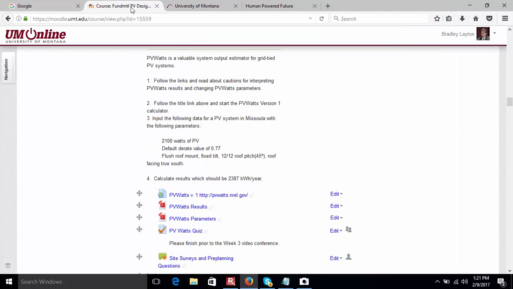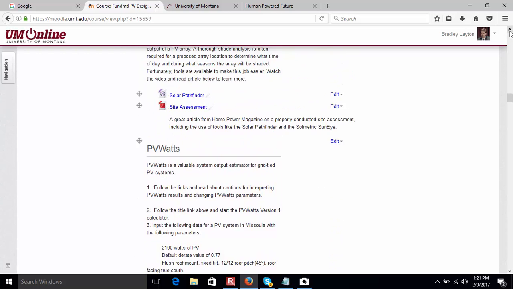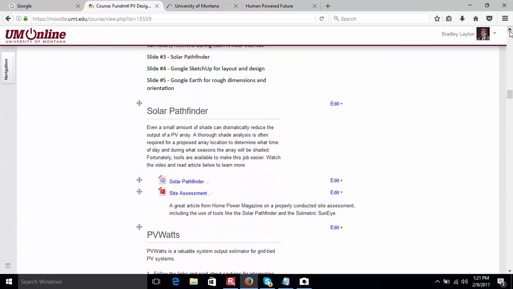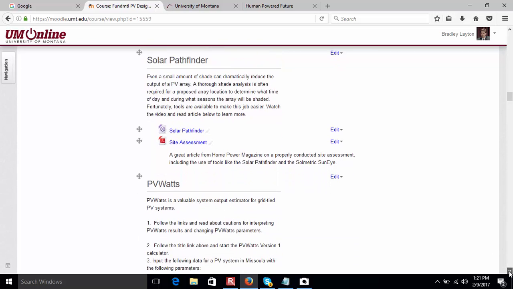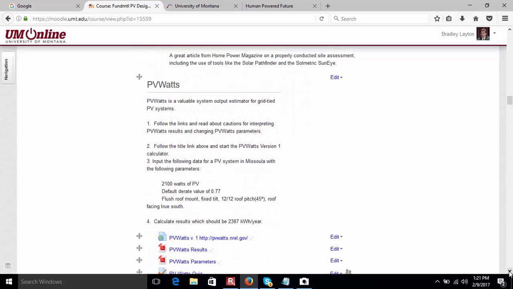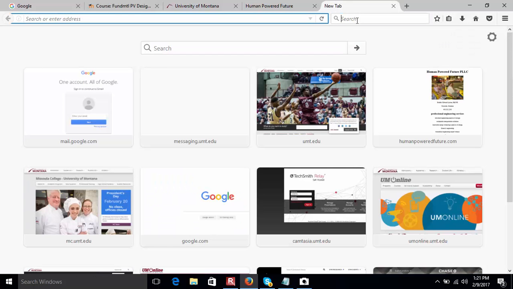so what we're going to do today in PV is cover two separate aspects of site surveying. So here we are in week three. And the Solar Pathfinder is the first instrument that we're going to examine. It's a piece of hardware, and then when we're done with that, we're going to look at the piece of software called PV Watts.